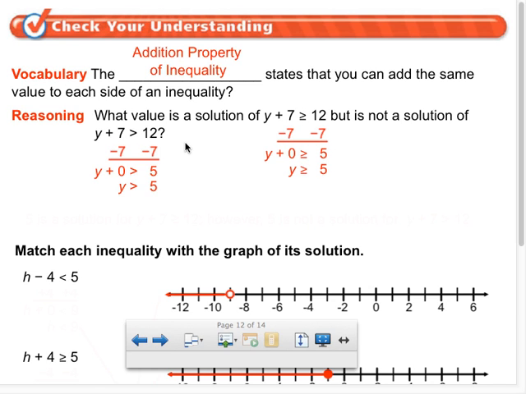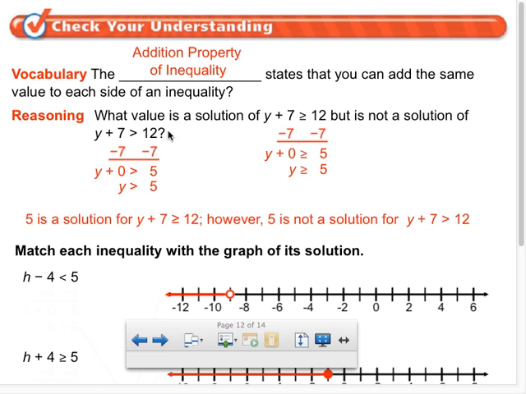What do you think it's going to be, Michaela? What is the solution for this one, but not this one? I'm going to see if Miranda can help you out. Miranda? 5, because this one's got an equal sign, right? This one doesn't. It's everything greater than 5. This one, it's 5 and greater. Do you understand? Are we good on that problem?